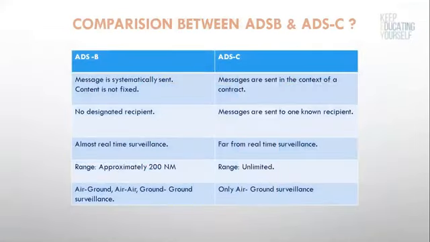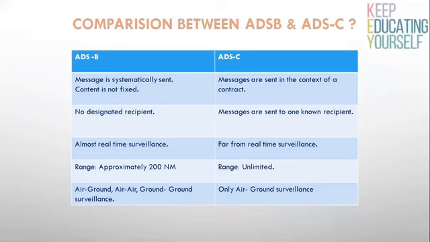Comparison between ADS broadcast and contract. In ADS-B, the message is sent asynchronously. Content is not fixed, it is programmable. In ADS-C, messages are sent in the context of a contract. Broadcast has no designated recipient. In contract, messages are sent to only one known recipient. ADS-B is a real-time surveillance. ADS-C is far from real-time surveillance.